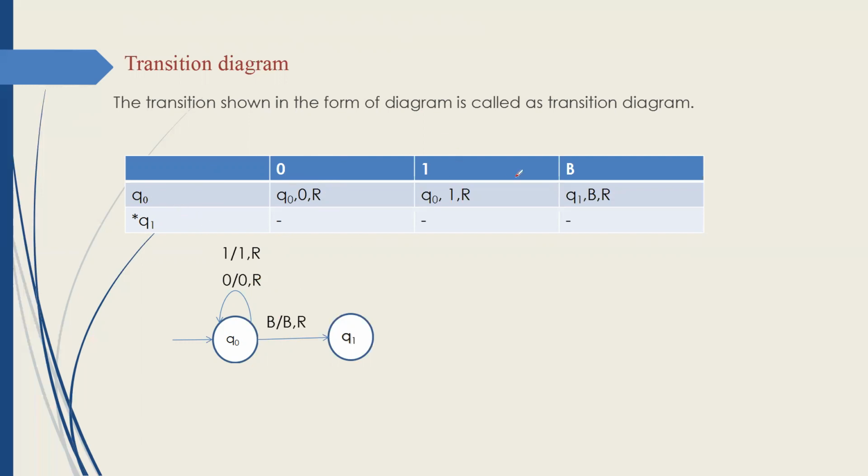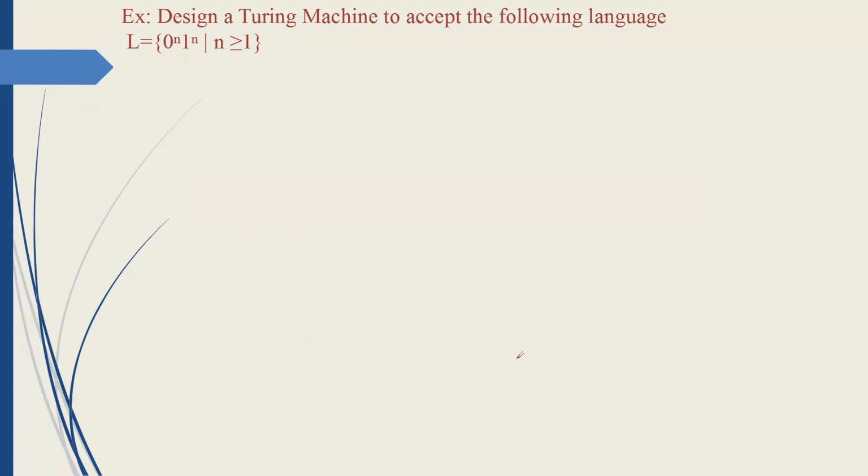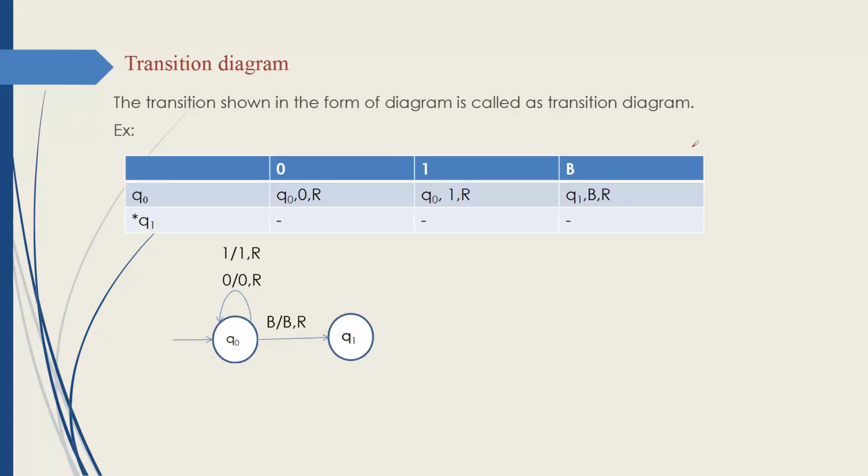Q0 on 1, we are telling, go to the state Q0 itself. Let the input be 1 as it is, move the cursor to the right direction. If you check here, Q0 on 1, the symbol is 1 itself, move the cursor to the right direction. If you see Q0 on B, what we are doing here: change the state to Q1, let B be as it is, move the cursor to the right direction. You see here, Q0 on B is B itself and moving the cursor to the right direction. This is how we represent using the transition diagram.